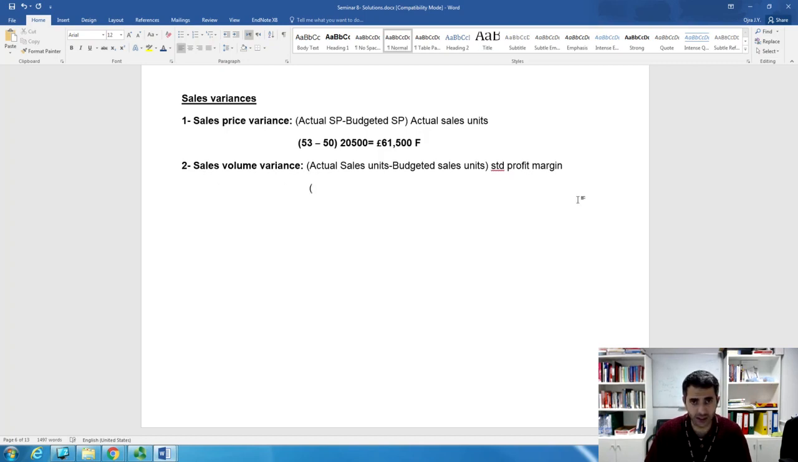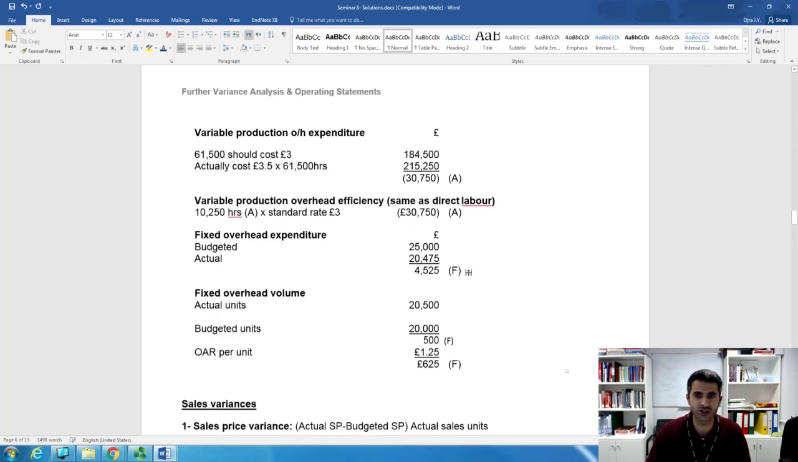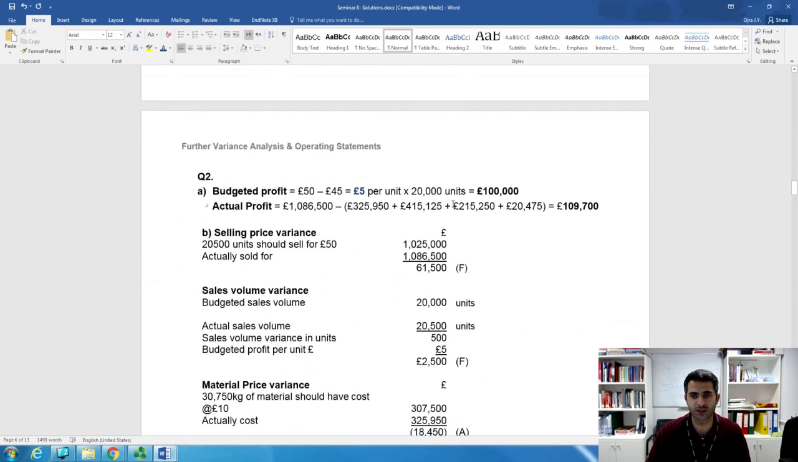Yes, excellent. Right, actual sales units. What's the actual sales unit? 2500. Okay, so minus budgeted sales unit. Let's have a budgeted, if you remember, is it 20,000? Go back to the question, and then you multiply by the standard profit margin. If you remember, the standard profit margin or the budgeted profit margin is here. Look, this one.